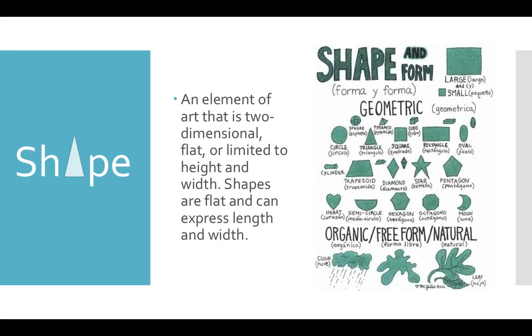Another element is shape. So when you combine lines into closed forms, that's when you get your shape. So all shapes are going to be 2-dimensional, which means you have a height and a width to them. So shapes are going to be flat, and because of that, you can express them as having length and width. They could be very geometric, or you could have some that are more organic, like what you see in nature, or free form, where there's really no rhyme or reason for them.